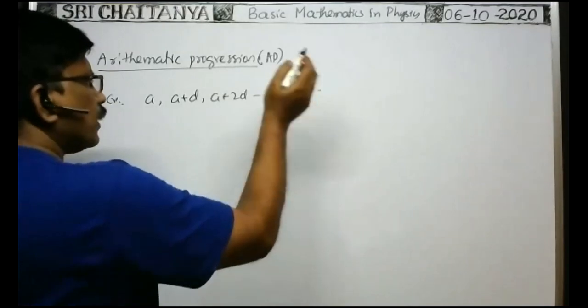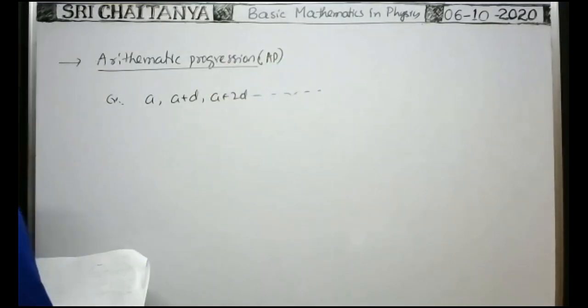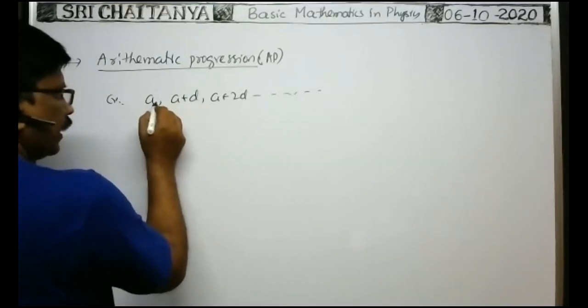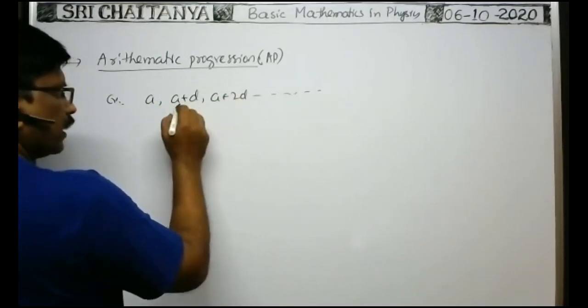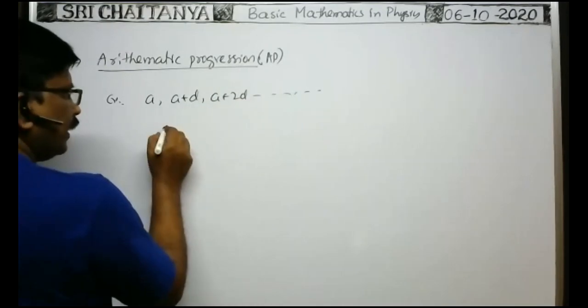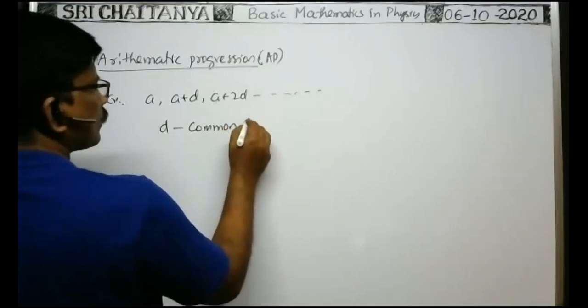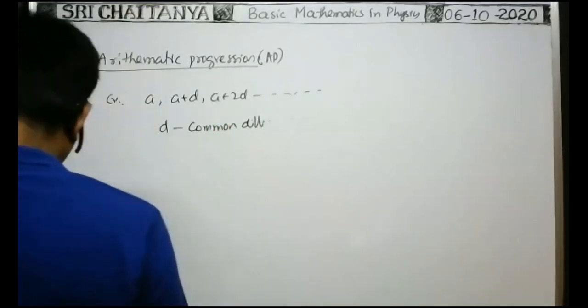In this way, n terms are there. So here the difference between any two successive terms is a plus d minus a, which means d only, no? a plus 2d minus a plus d means d only, no? And d is called the common difference. d is the common difference.